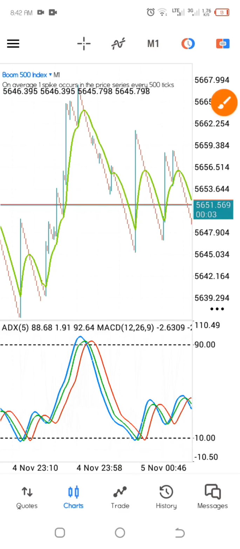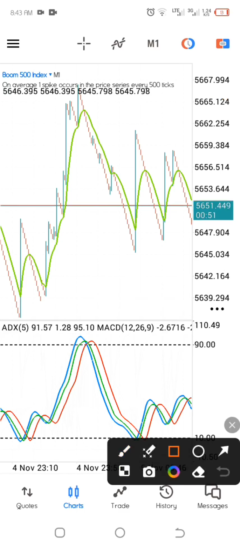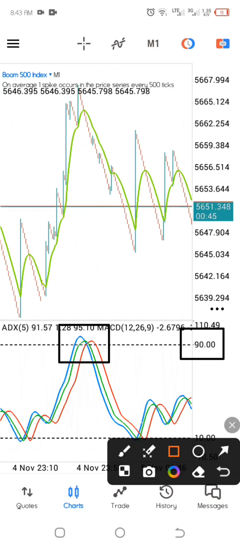Now what is the thing that we need to see? Firstly, we want to see where the line is at the 90 levels of the ADX. You have to come to the 90 levels of the ADX. That is the first thing that you always want to look out for. Once you see that the line is at the 90 levels of the ADX, you now want to see where the blue line crosses below the other line. It has to happen right here, where the blue line crosses below the other line.